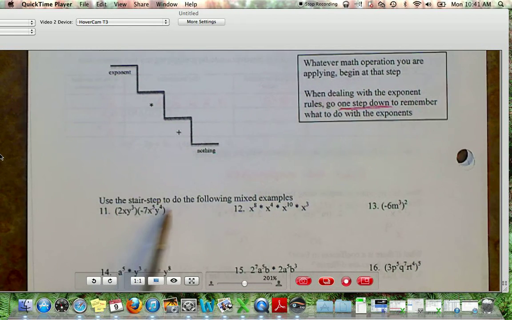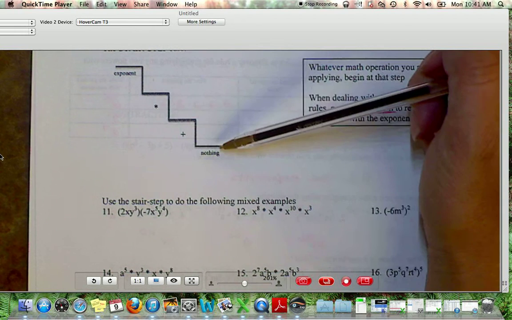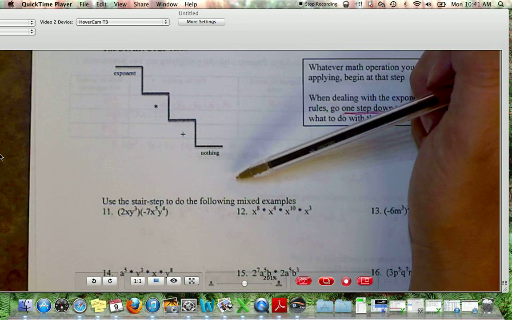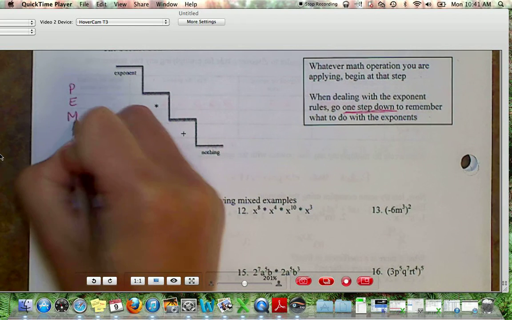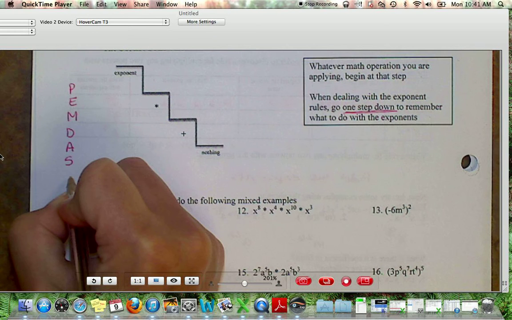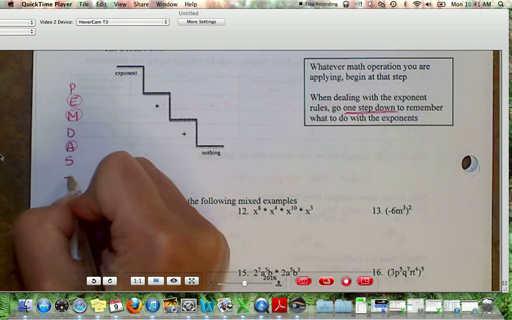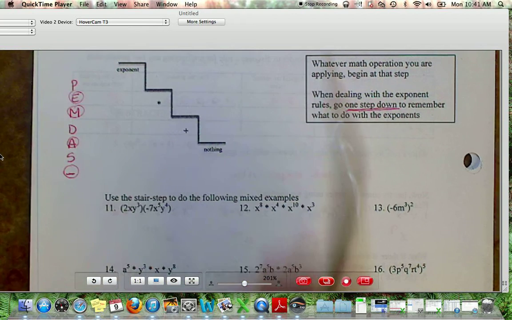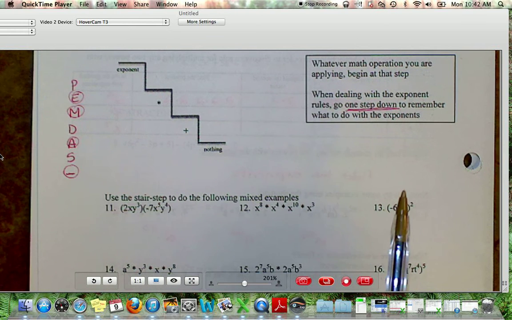This is a multiplication problem. So here are our stair steps: exponent, multiply, addition, nothing. It's kind of like the order of operations, but we skip parentheses. We go to exponents, multiply, skip division, go to addition, subtraction, and then we got nothing here. So we're using the exponent, multiplication, addition, and nothing. So they go in the same order as the order of operations. We just don't need all of them for exponent rules.